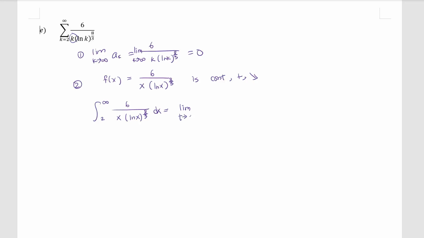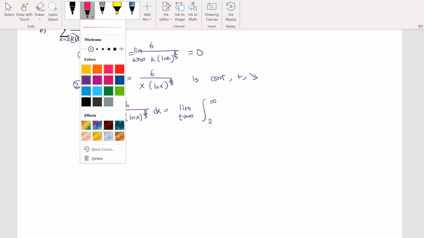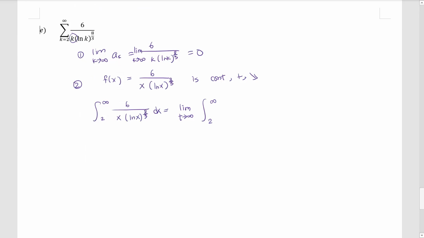Alright, so we replace the improper value by t, and we let t go to infinity. So here, same u substitution. Okay, so this is our u, and then du will be 1 over x dx. So this is like a 6. We can move the 6 outside, and then we have u to the negative 8 over 3 du. And those are u values.